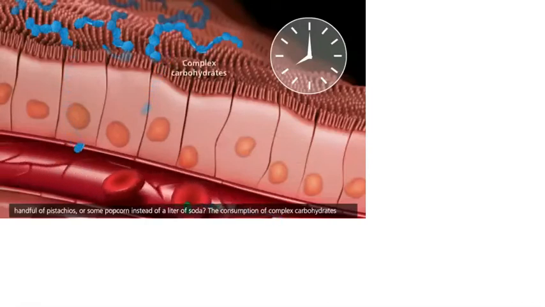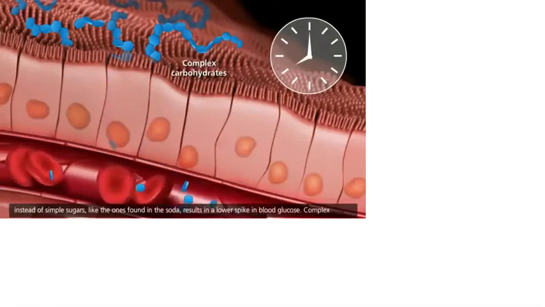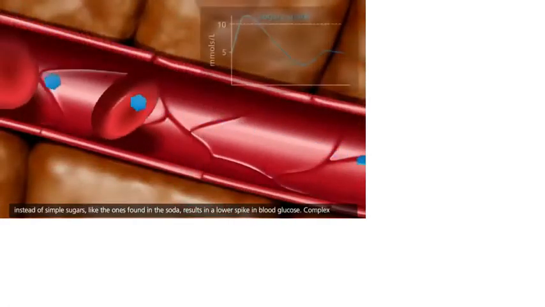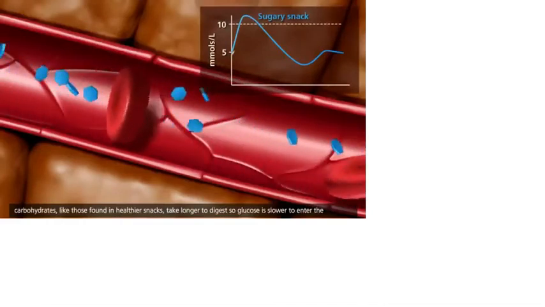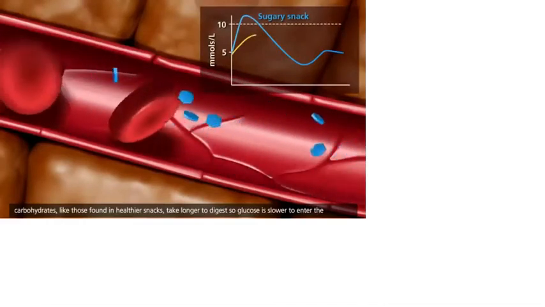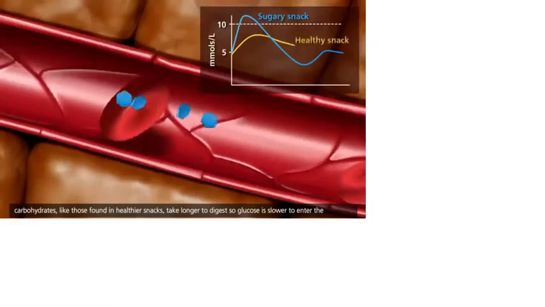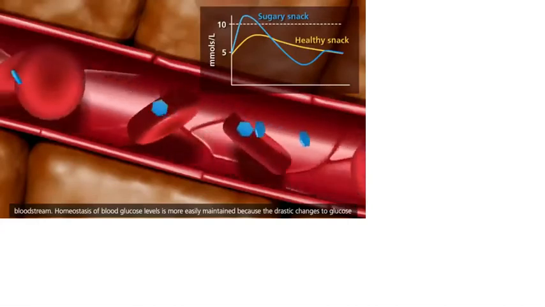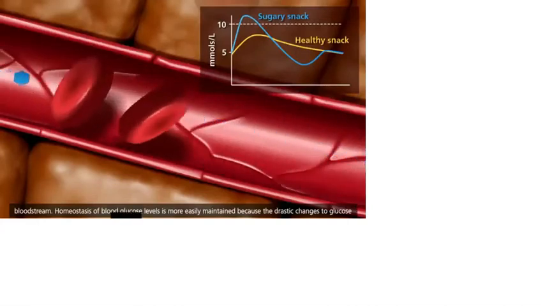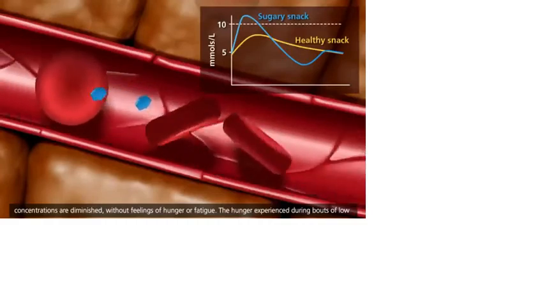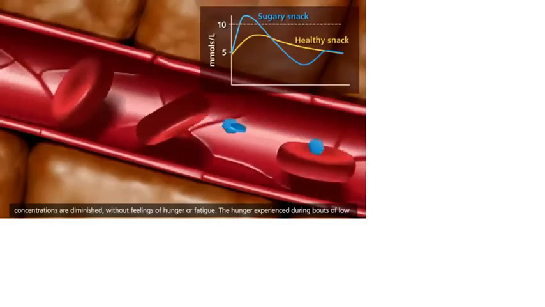The consumption of complex carbohydrates instead of simple sugars, like the ones found in the soda, results in a lower spike in blood glucose. Complex carbohydrates, like those found in healthier snacks, take longer to digest, so glucose is slower to enter the bloodstream. Homeostasis of blood glucose levels is more easily maintained because the drastic changes to glucose concentrations are diminished, without feelings of hunger or fatigue.